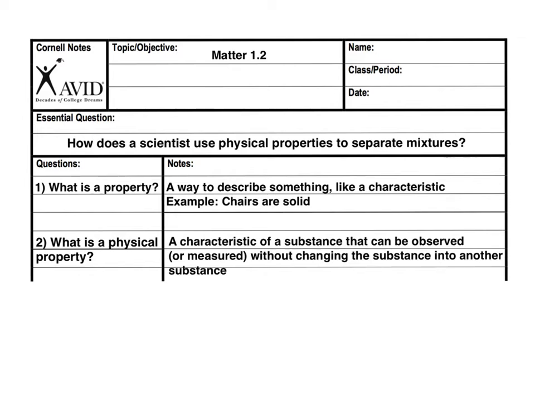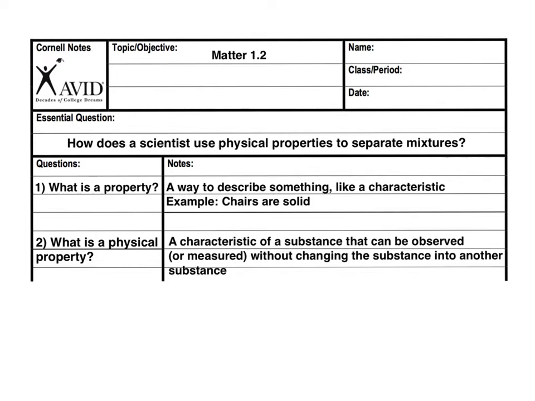Number 1, what is a property? You should know what a property is by now. A property is a way to describe something. So when I say this chair is gray, this chair is a solid, this chair is metal, I'm describing that piece of matter.